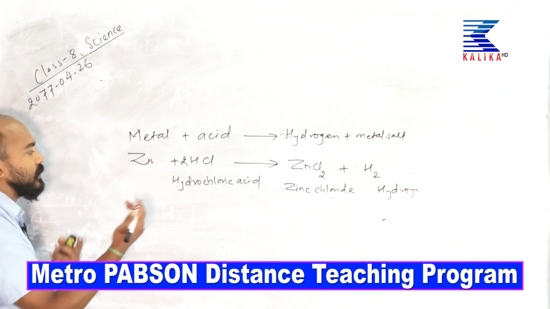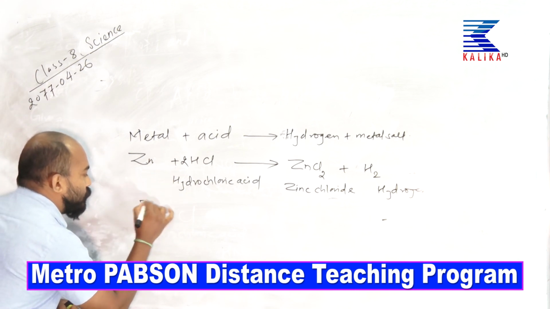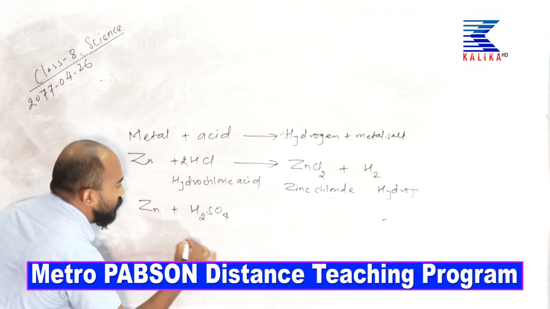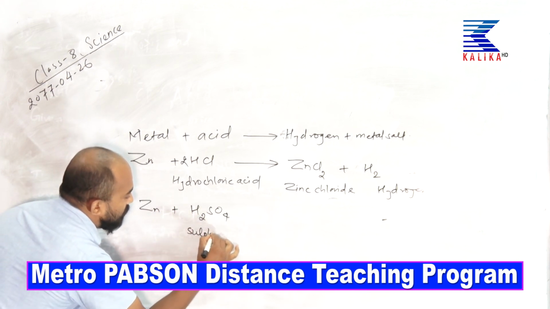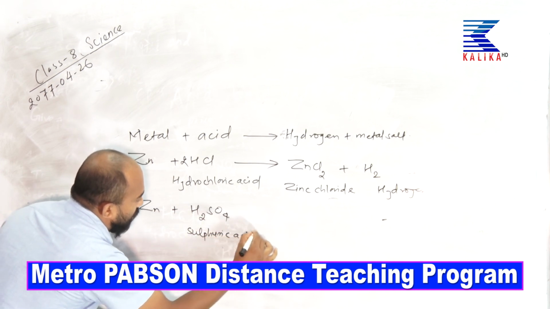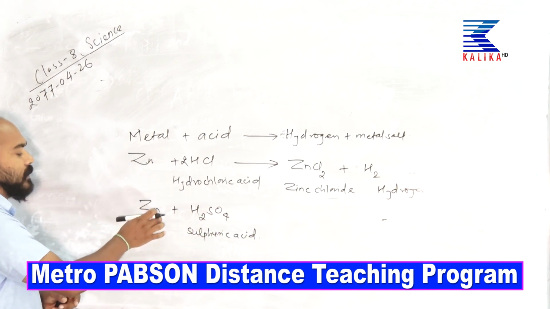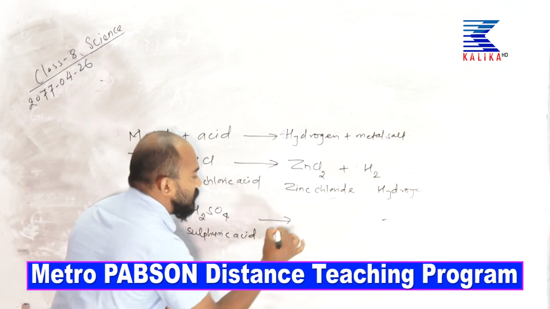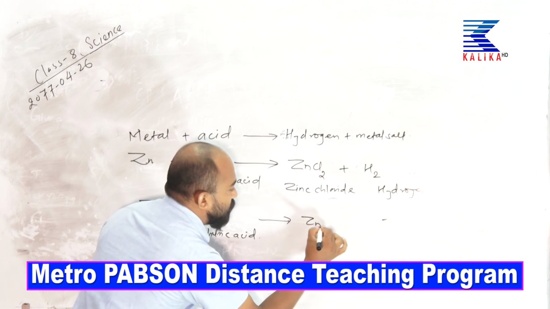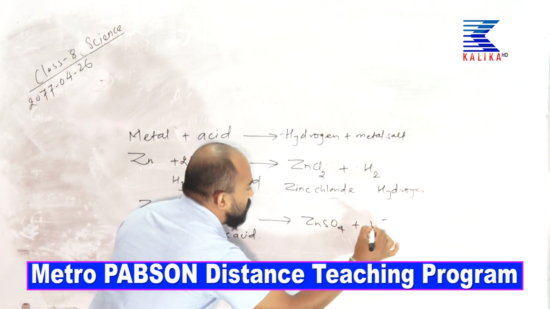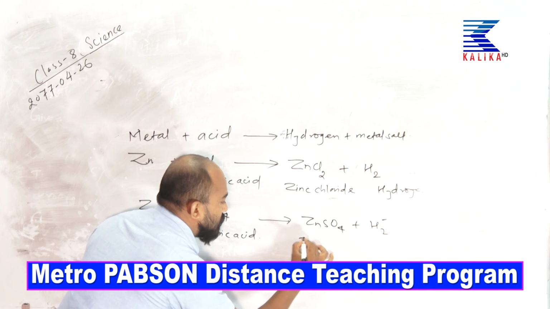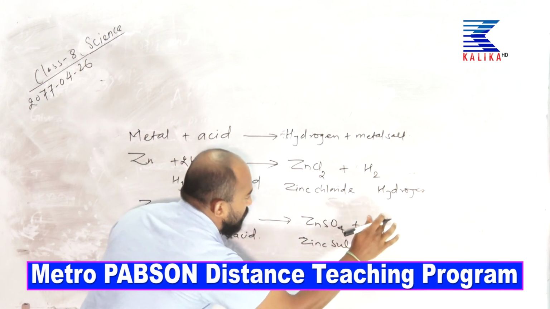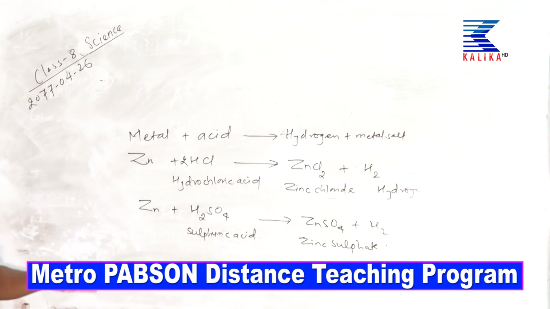Similarly, you can take another example, like zinc plus sulfuric acid, H2SO4. You can put any type of metal here, like copper or iron. Then it forms zinc sulfate, ZnSO4, plus hydrogen gas. This is zinc sulfate and this is hydrogen gas, and you can balance the chemical equation.